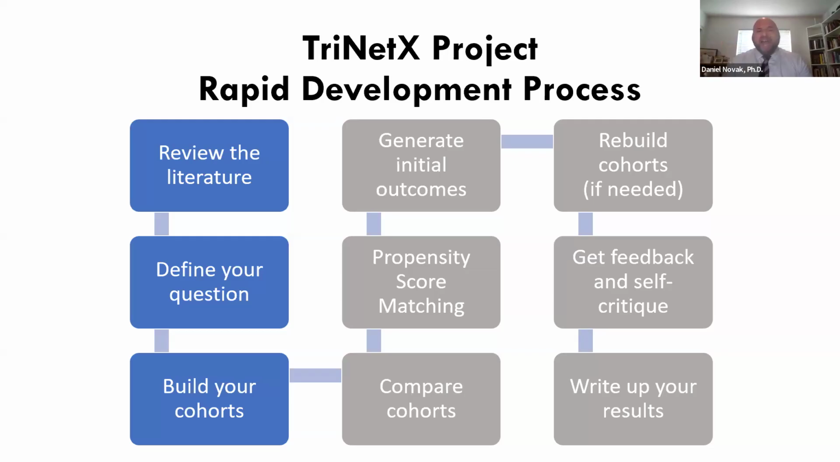Defining your question arises naturally from that, right? Then building your cohorts, that stuff is easy, right? All the buttons to click, all that stuff flows naturally from the definition of your question and reviewing literature. And then all the rest of the stuff we're going to talk about through the rest of this bootcamp: generating your initial outcomes, comparing your cohorts, propensity score matching, going back and revising your cohorts, which is a great learning opportunity, getting feedback and self-critique, and writing up your results. All of that flows, that starts with answering a question in the research that is unanswered. What don't we already know? How are we going to learn about this?